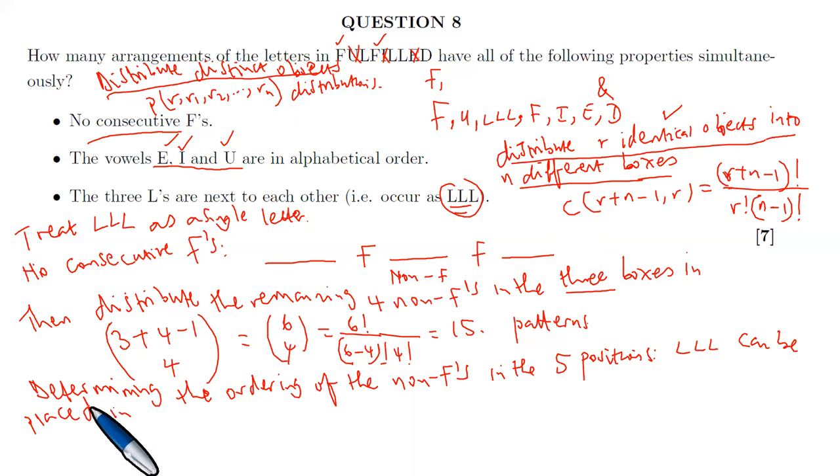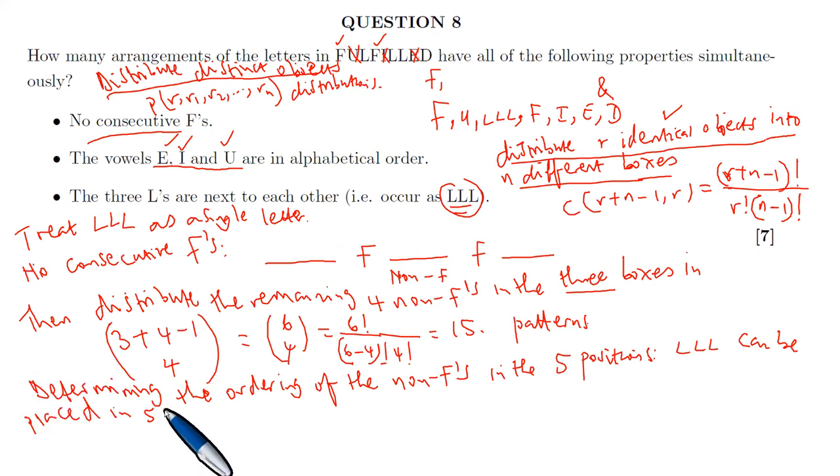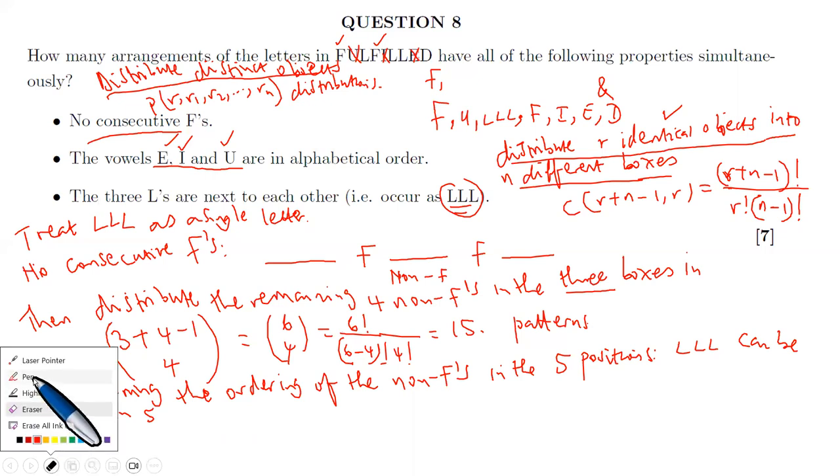Right, but now let me first say, determining the ordering of the non-Fs in the five positions. So obviously you'll have five positions, one, two, three, four, five. Then the LLL can therefore be placed in five ways. Why five ways? Because there are five positions of the non-Fs.